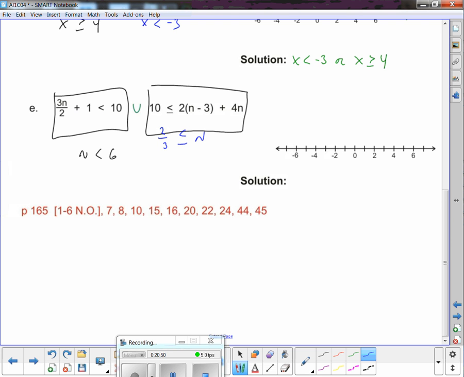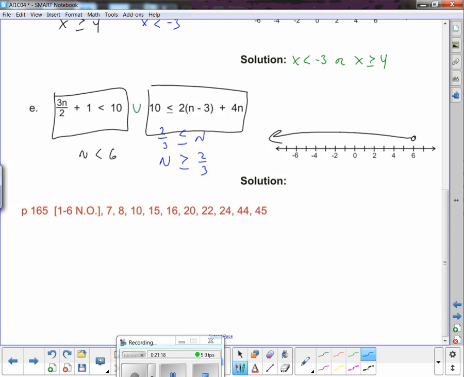So what am I going to make my last step, Andrew? When I get to 2/3 less than or equal to n. Yeah, I mean, I can stop, but I want to put my variable on the left so I make sure I graph it correctly, okay? So this thing graphs, what do we got? We got a circle over the 6, arrow to the left.